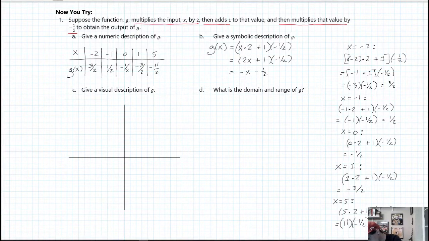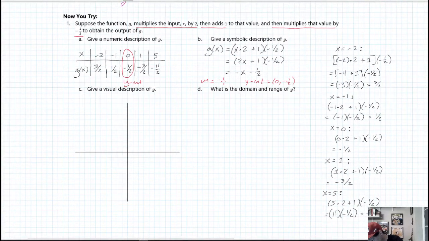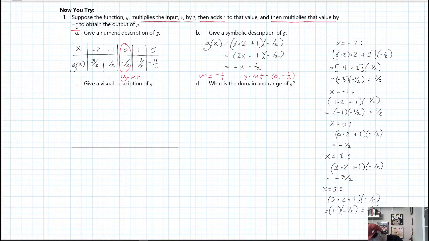And this is nice because we can pick out our slope of negative 1/1 and a y-intercept of 0, negative 1/2. We also see that same y-intercept in the table. So let's go ahead and plot this out. We'll go to the y-intercept first. Actually, let's get a scale on here. Let's make this 2 and then 4, so my grid lines are worth 1/2 each. That'll help us with that negative 1/2 value for the y-intercept.